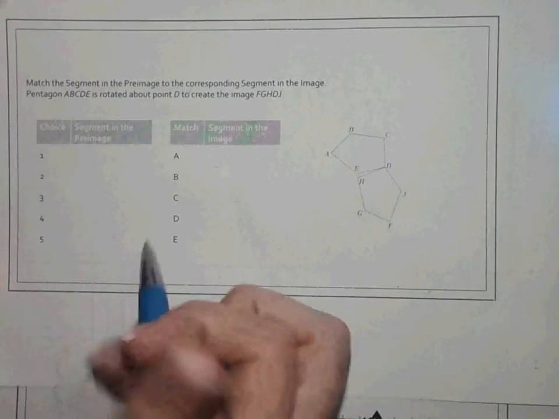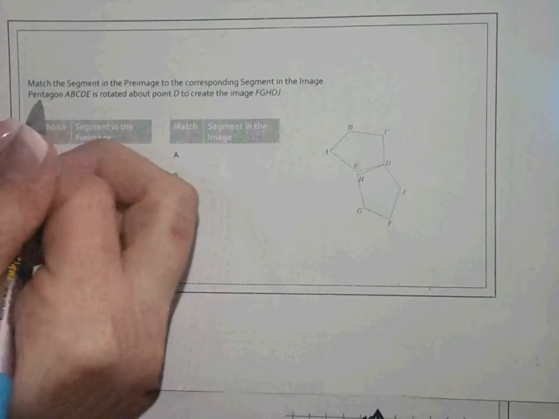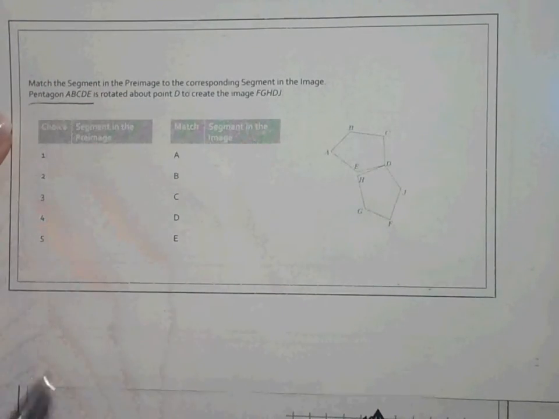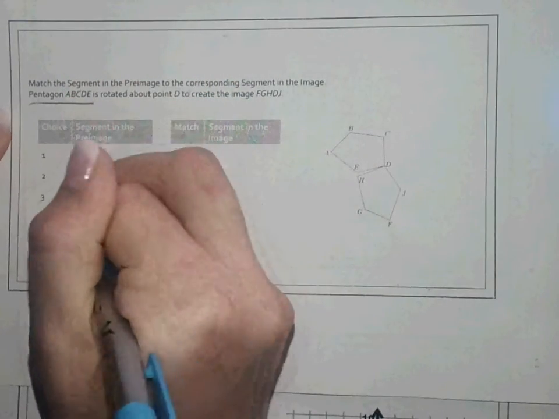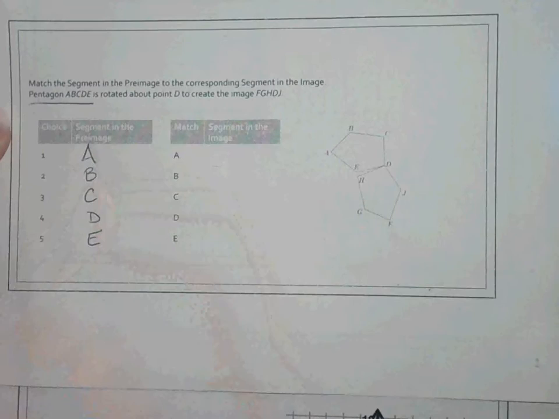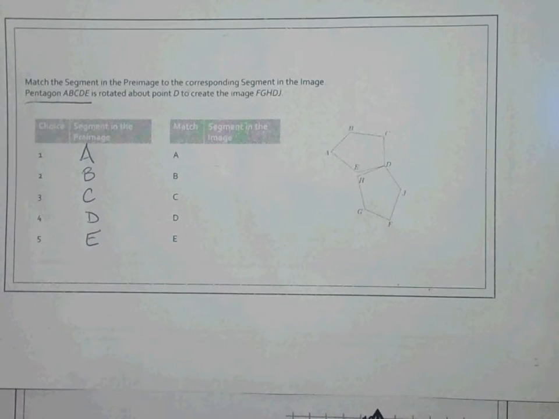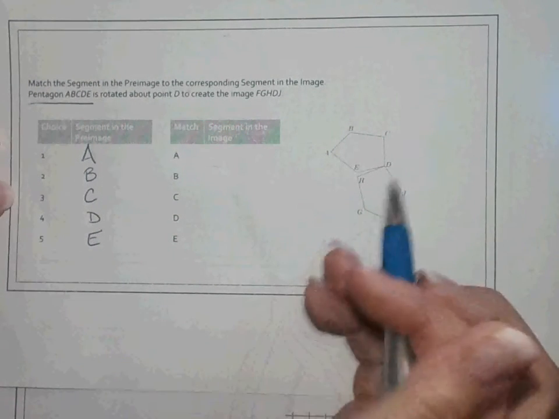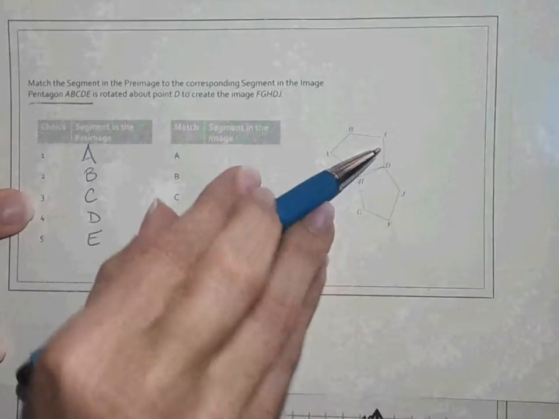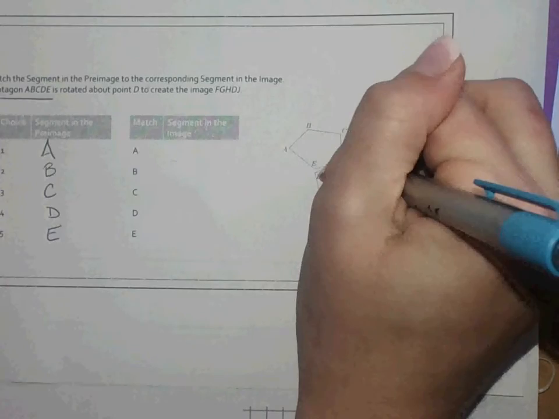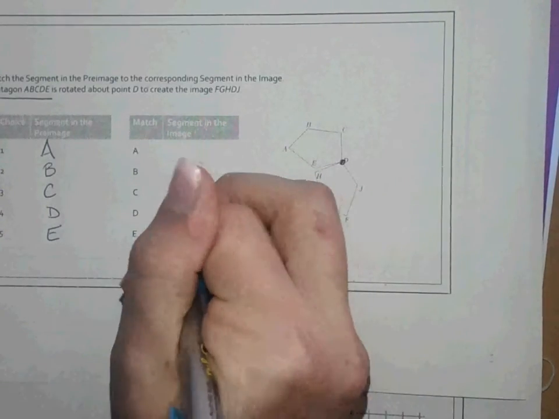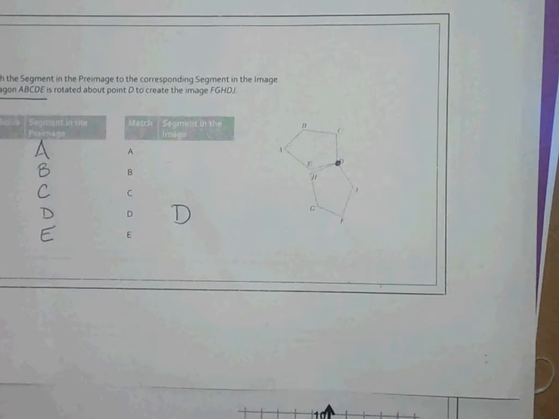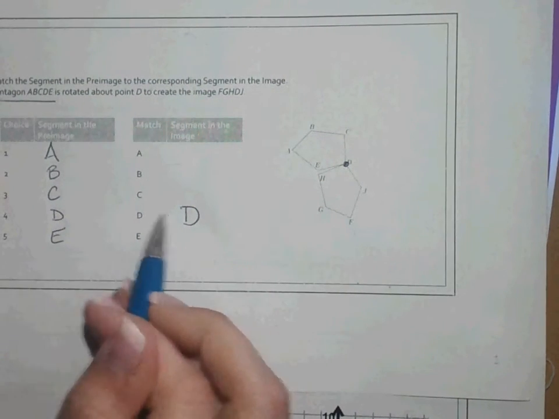Okay. So the pre-image is the one you start with. So we said that we started with pentagon A, B, C, D, E. Okay, it is rotated around point D. So it started here and it turned and went here. So D stayed the same. So I'm going to put it right here. Okay, so those are lined up.